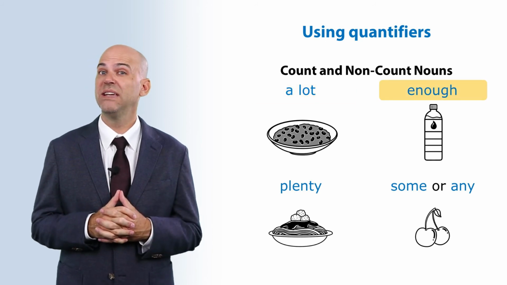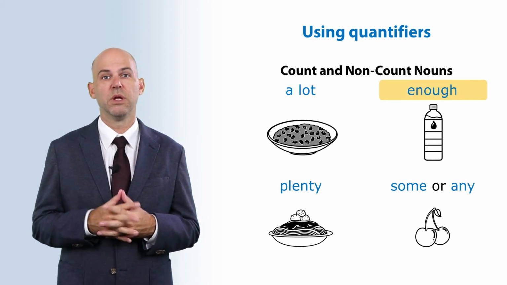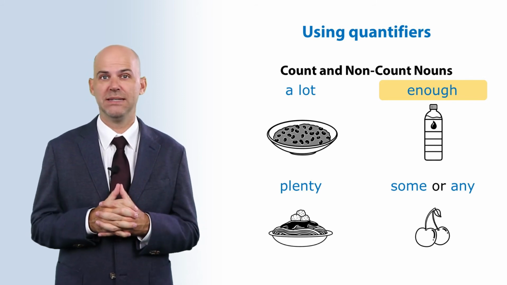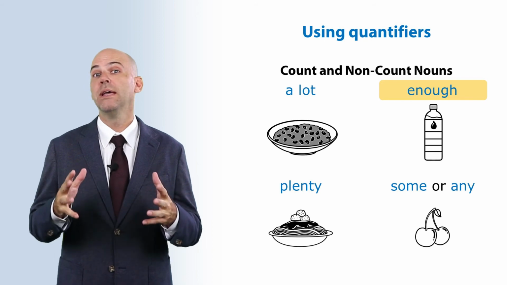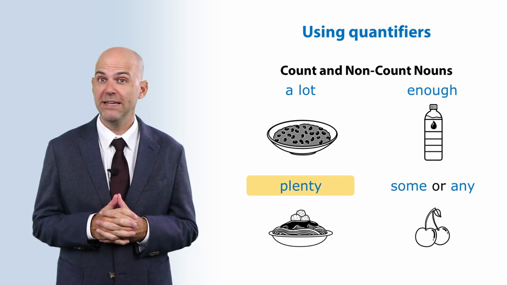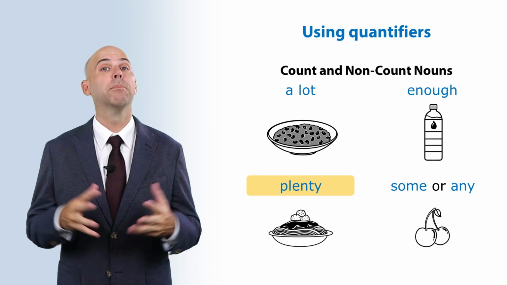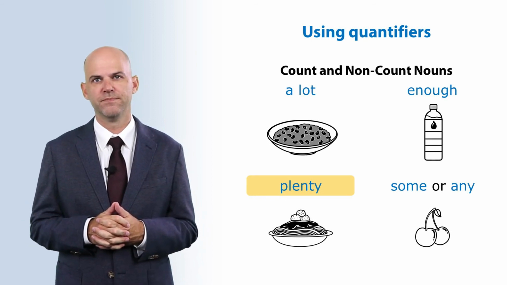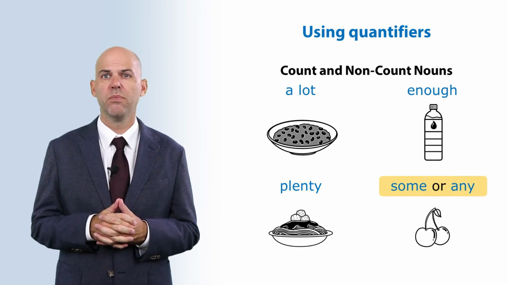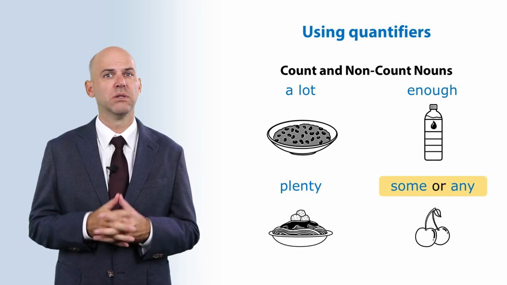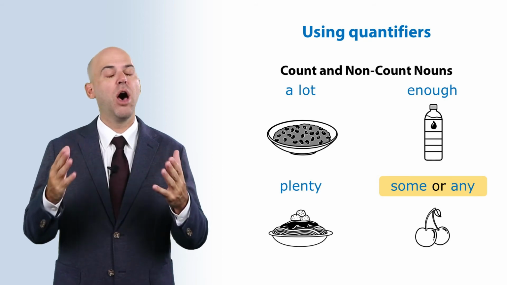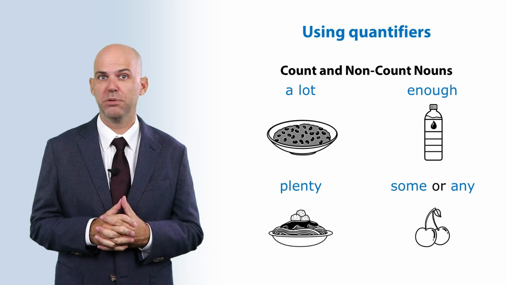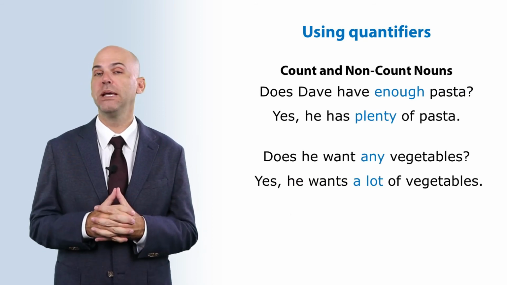Here we have enough water. Enough means as much or as many as needed. Here we have plenty of pasta. Plenty means more than enough. Here we have some or any cherries. Some or any mean an unknown number or amount. Let's try some examples. Repeat after me.